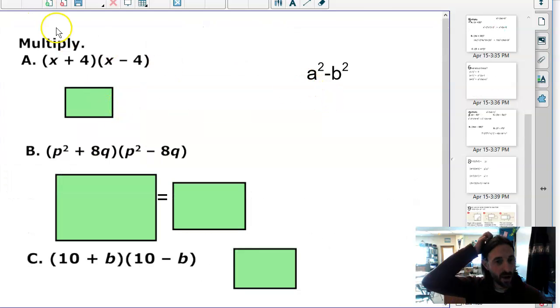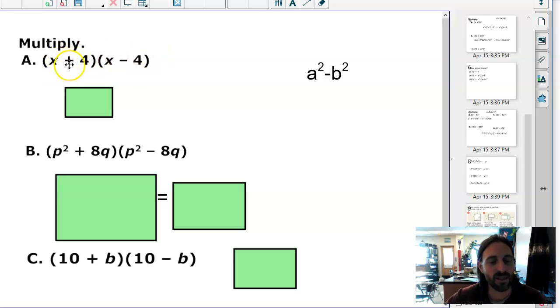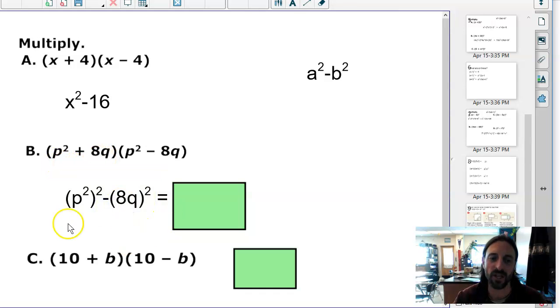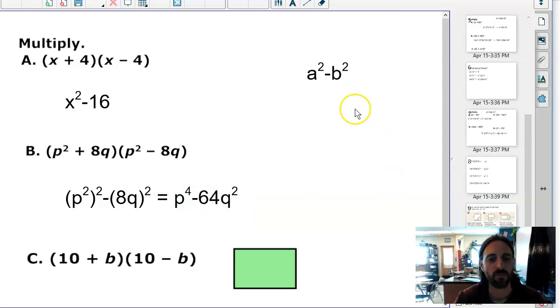So again, now when you see this pattern, you notice you're not actually squaring the same thing. You've got the sum and the difference. You can use this shortcut. Well, the first term is x, the second term is 4, so it's going to be x squared minus 16. And here the first term is p squared and the second term is 8q. Well, set it up: p squared squared minus 8q squared. You get p to the 4th minus 64q squared.